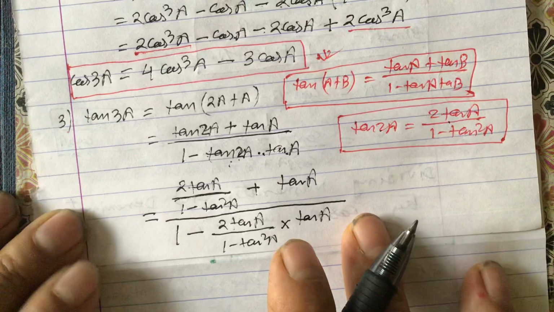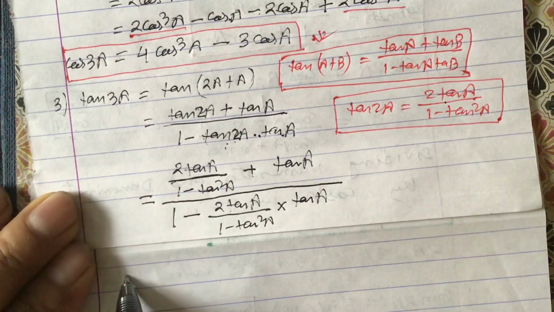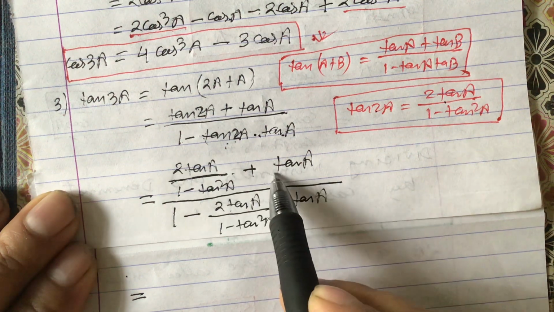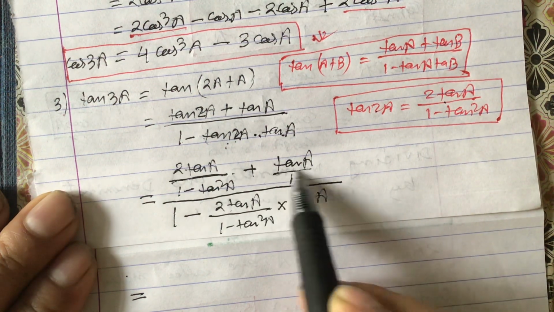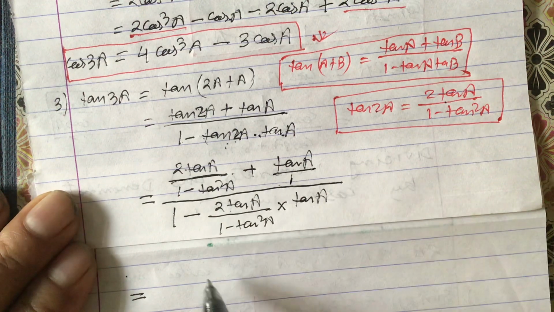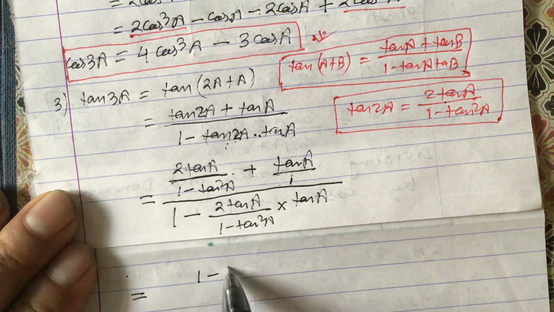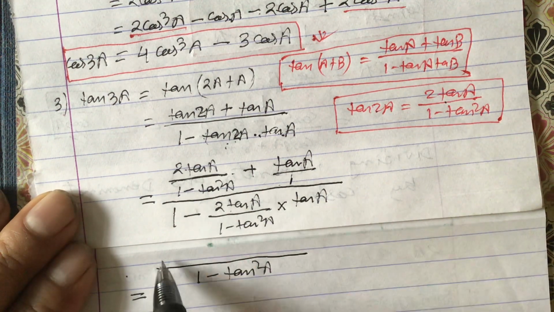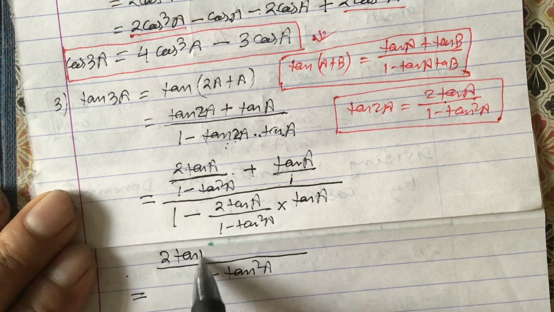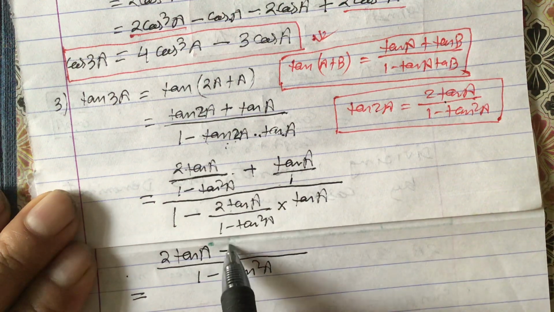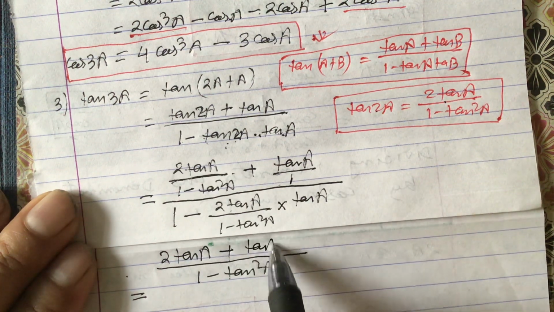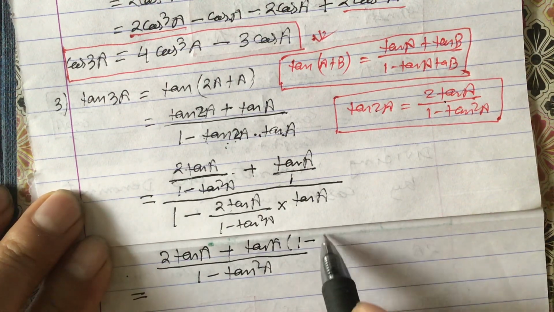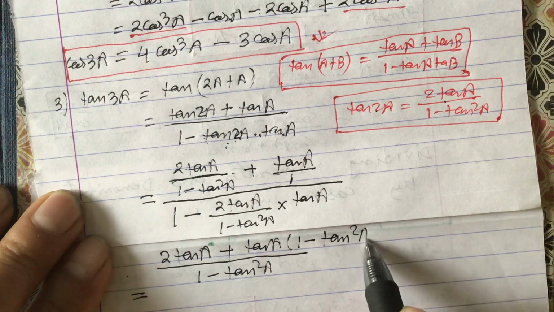Okay, let us continue. Equals to this one, see, we can take LCM over here. Tan A divided by 1 will be there, okay? So if we take LCM of 1 and this, the LCM will be 1 minus tan square A. And then in the numerator, this 2 tan A as it is here, nothing changed, plus, now here tan A will multiply this one, 1 minus tan square A.